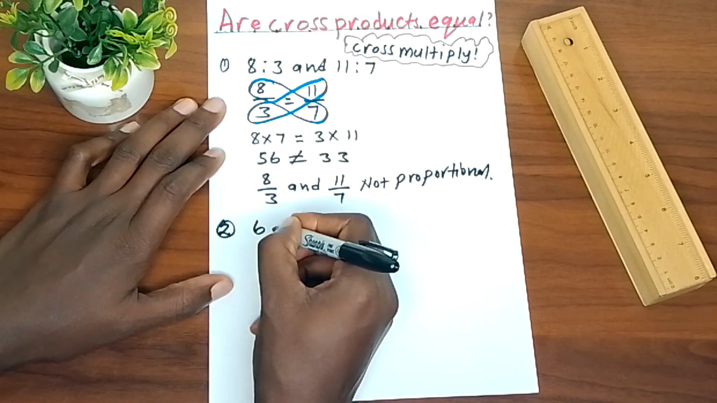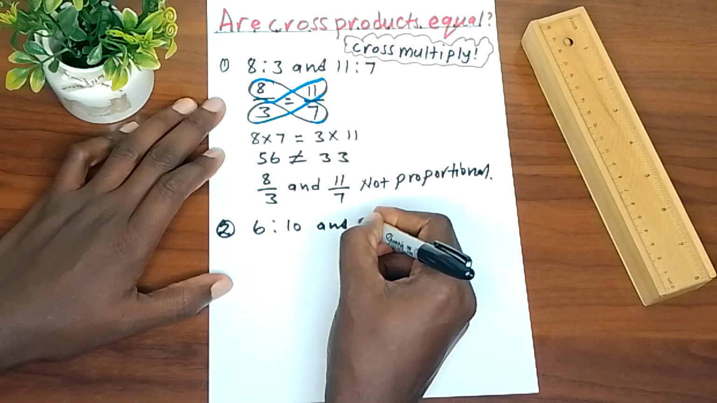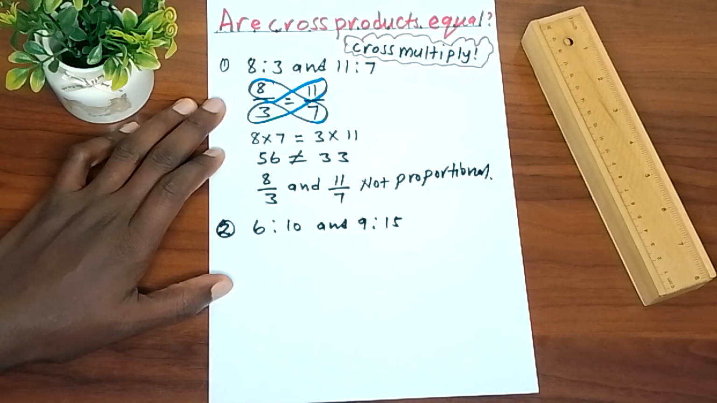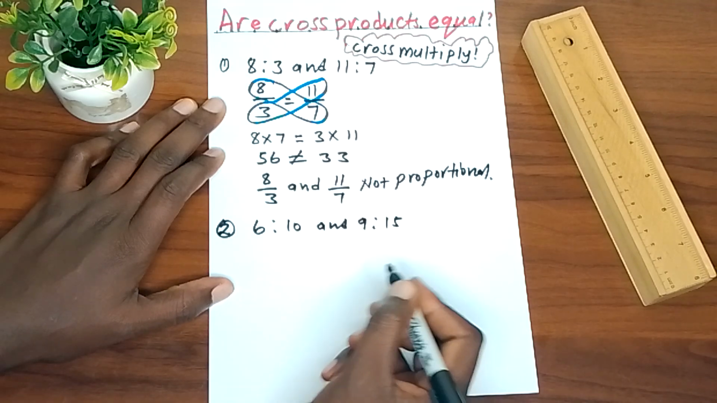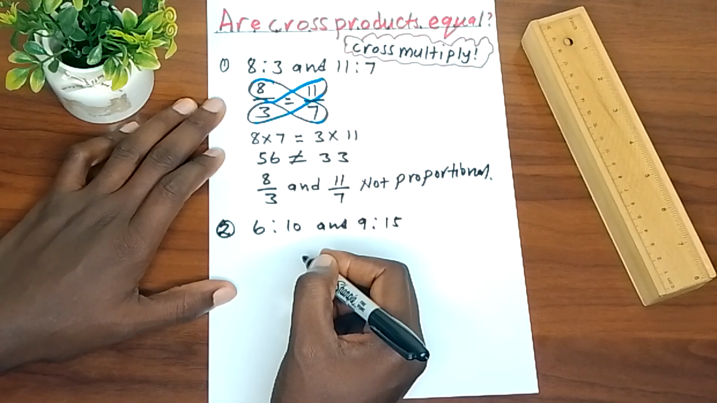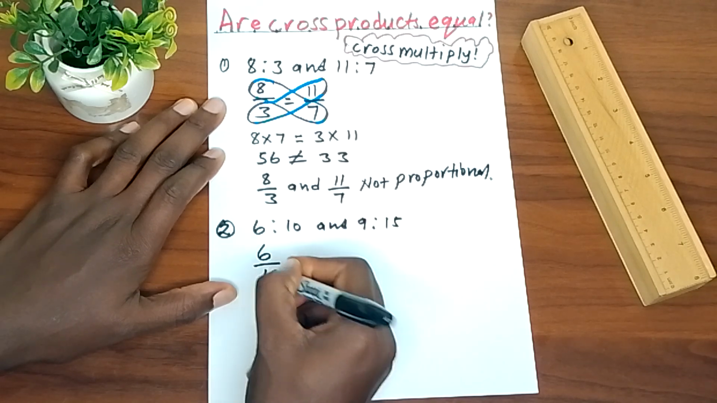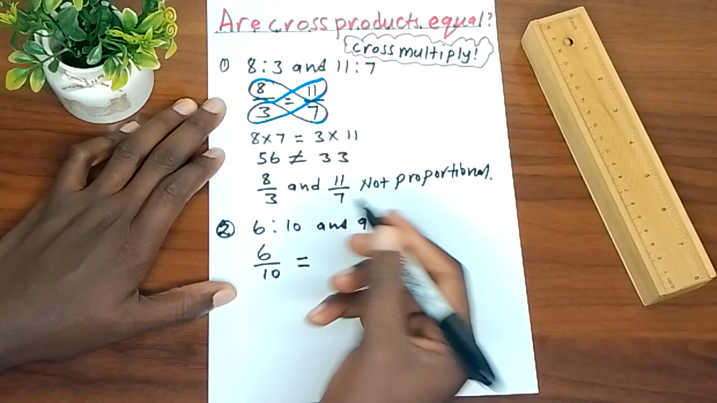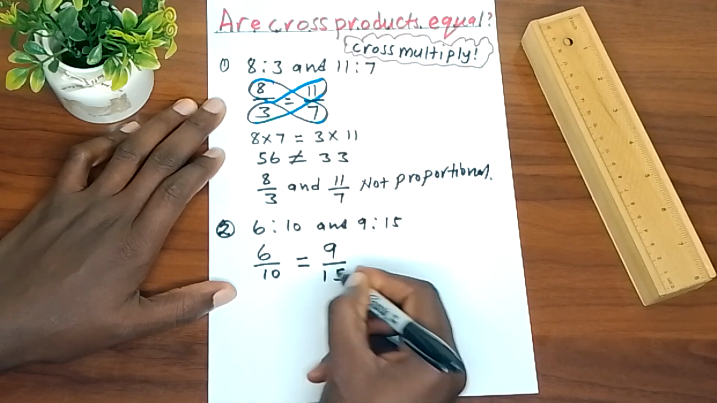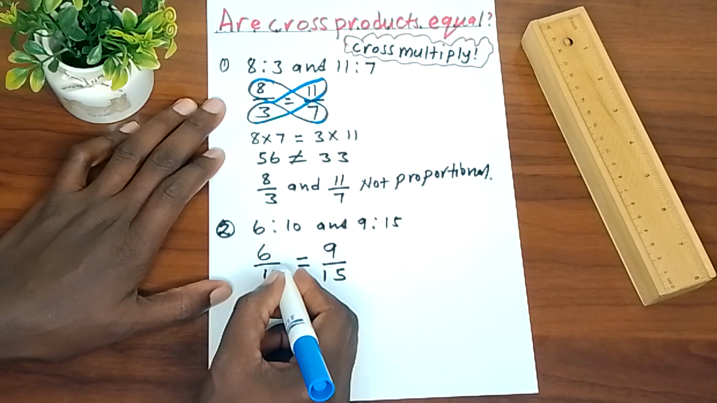We have 6 to 10 and 9 to 15. We want to write these ratios to see if they are proportional or not by using cross products. So we'll write 6 out of 10 equal to 9 out of 15. This is the way we express a proportion. Then now we take the cross products.